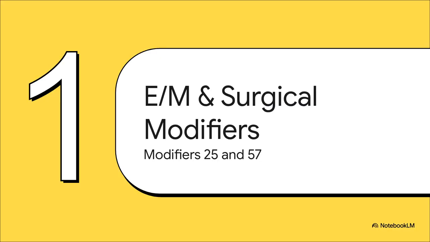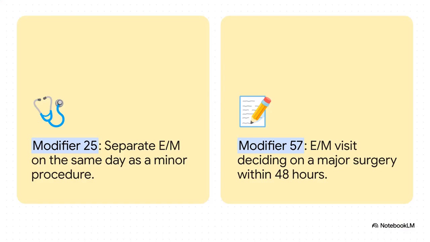Section 2, EM and surgical modifiers. We're going to be navigating modifiers 25 and 57 here. Now, there is a hard line between these two, so pay close attention. Modifier 25 is strictly used for a significant, separately identifiable E&M service on the exact same day as a minor procedure. And by minor, I mean a 0 or 10-day global period. Modifier 57, on the flip side, is for an E&M visit that actually results in the decision for a major 90-day surgery within 24 to 48 hours.